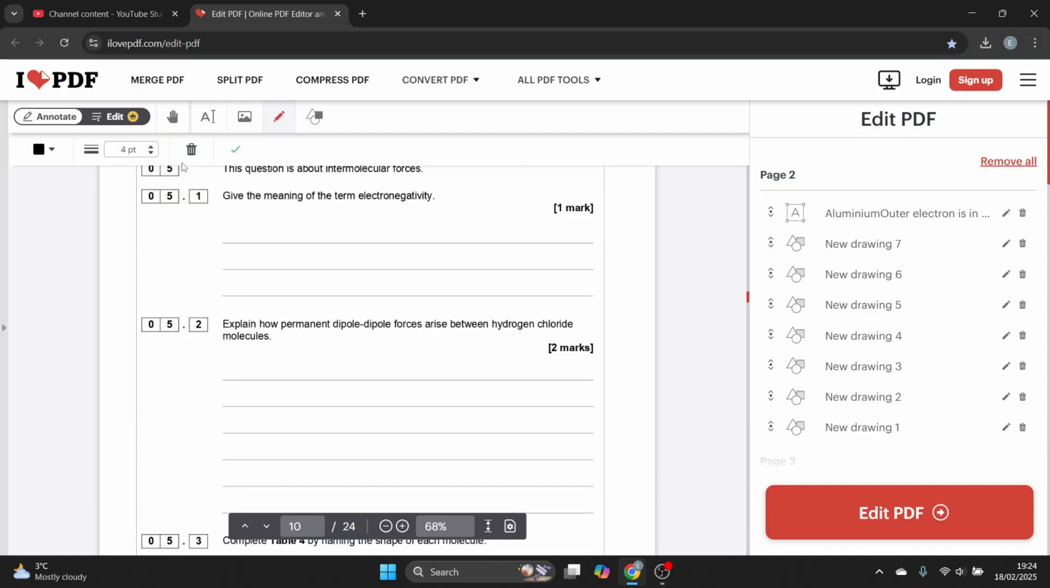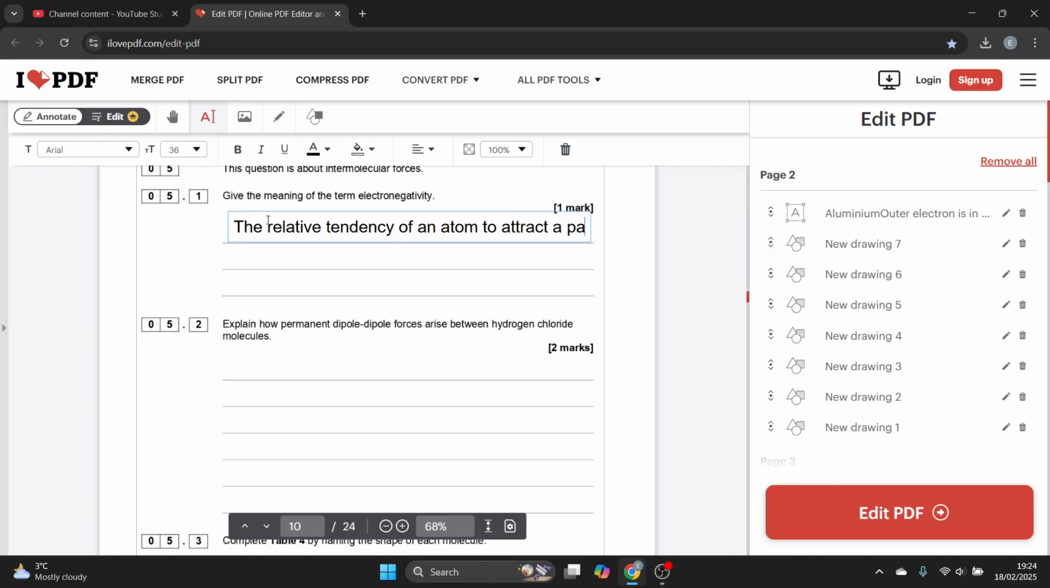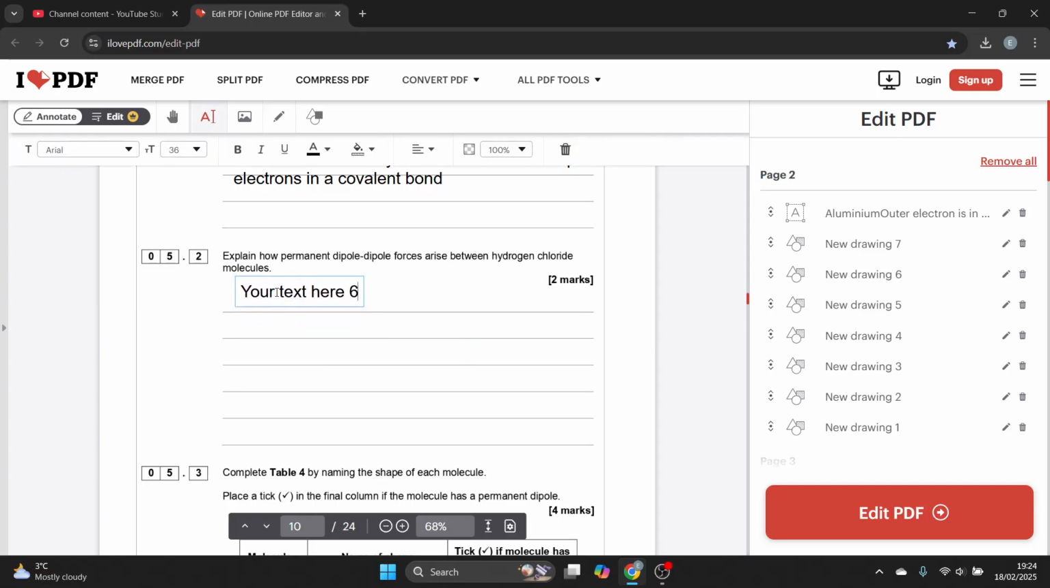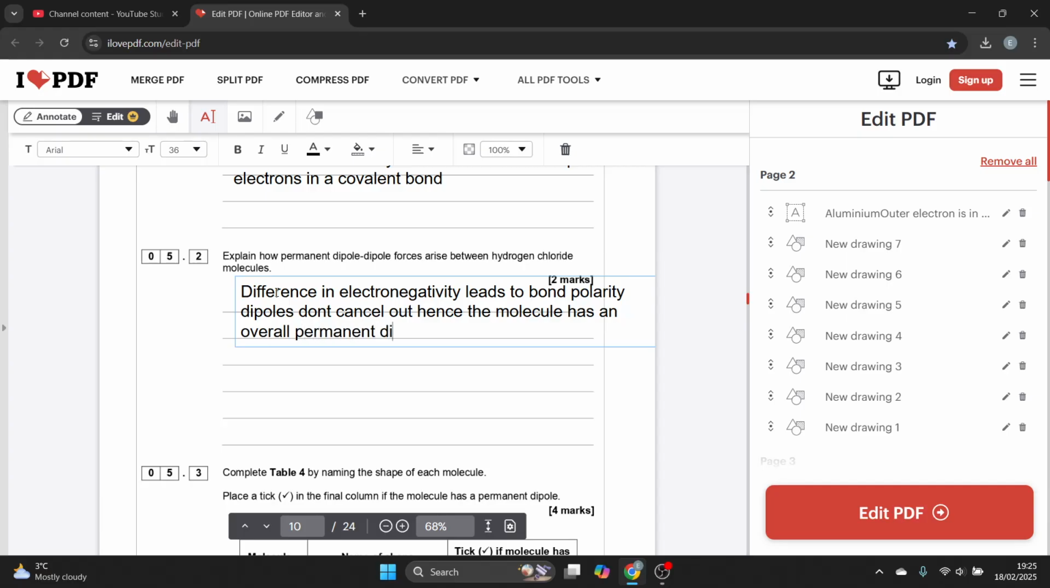Give the meaning of the term electronegativity. The relative tendency of an atom to attract a pair of electrons in a covalent bond. Then, explain how permanent dipole-dipole forces arise between hydrogen chloride molecules. First thing you need to say: difference in electronegativity leads to bond polarity. Dipoles don't cancel out, hence the molecule has an overall permanent dipole.